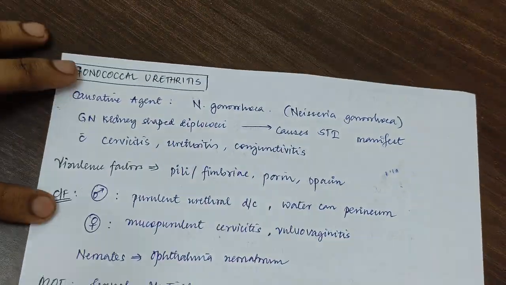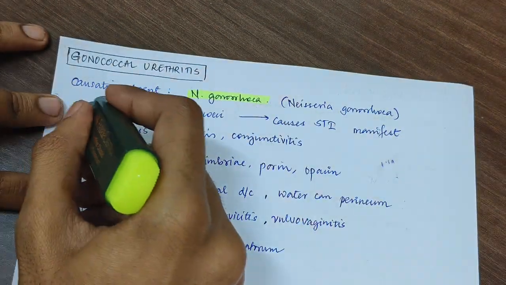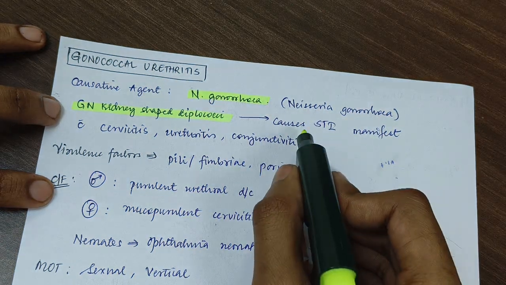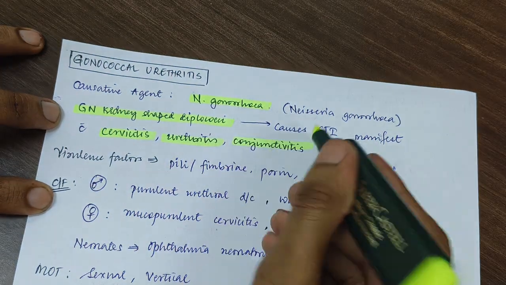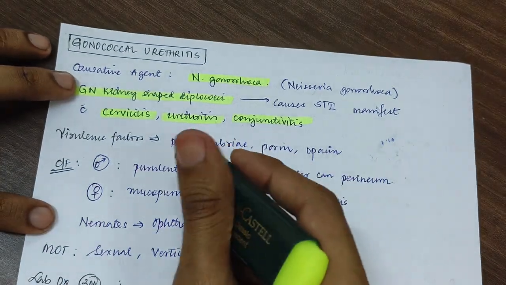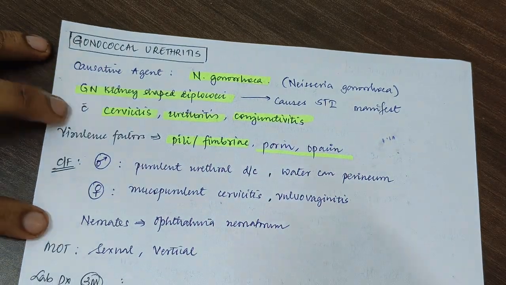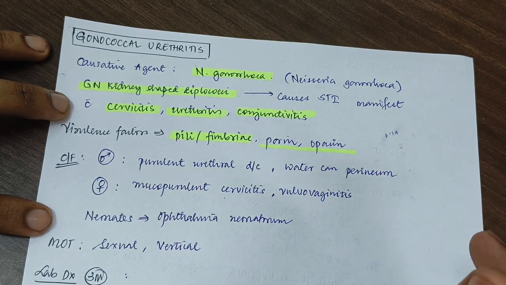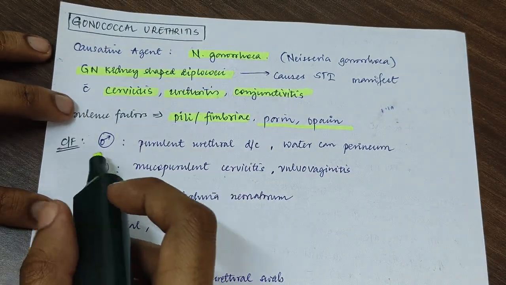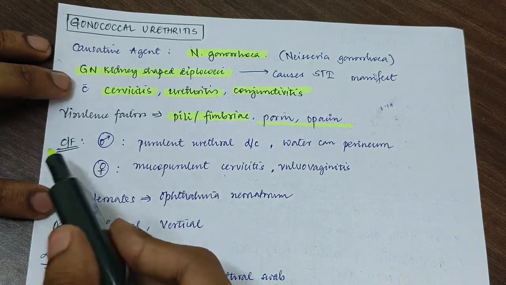Next, moving on to gonococcal urethritis. In gonococcal urethritis, the causative agent is Neisseria gonorrhoeae. It is a gram-negative kidney-shaped diplococci causing the sexually transmitted infection, which will manifest as cervicitis, urethritis and conjunctivitis. Virulence factors being pili or fimbriae with porin and opacin proteins. Porin for pore opening, and opacin for opacity-associated protein. They are also called protein 1 and protein 2. You can write it like that also, it's fine.